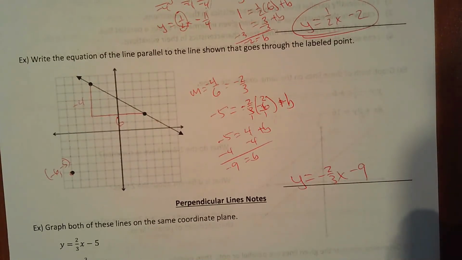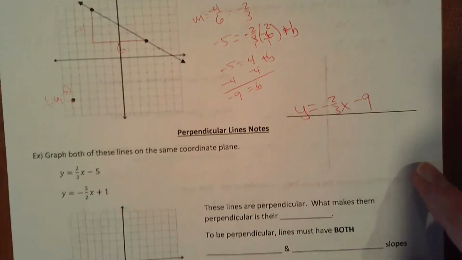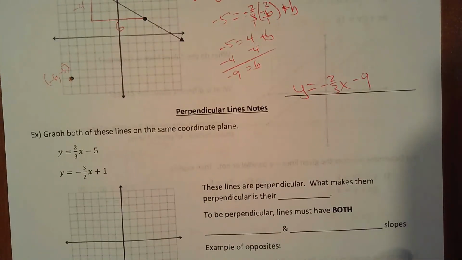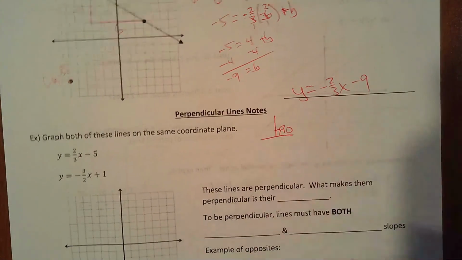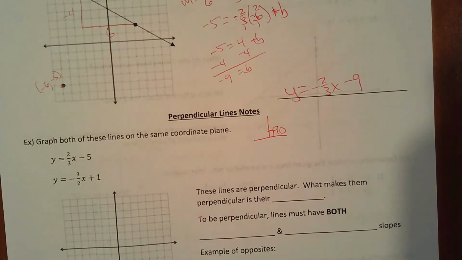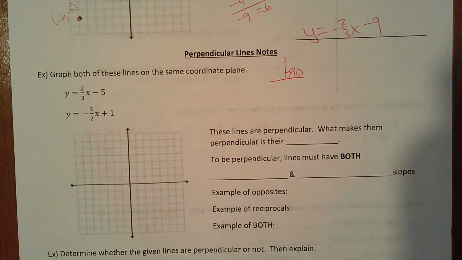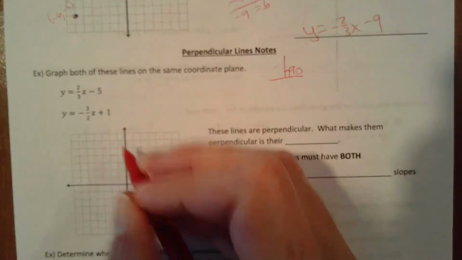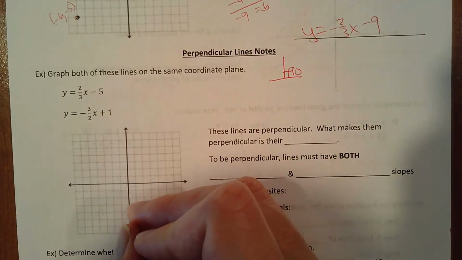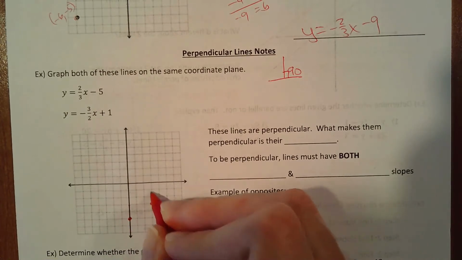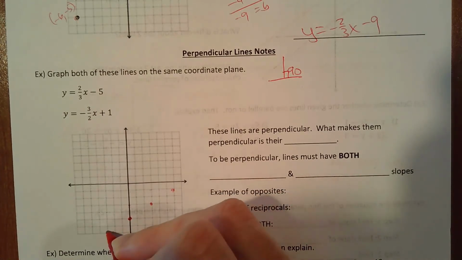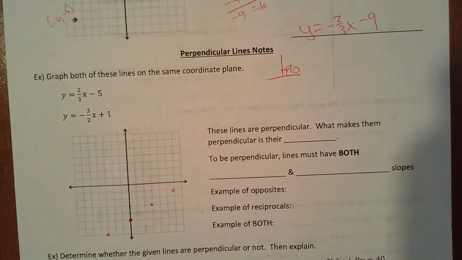Okay, so kind of switching gears here a little bit. Perpendicular lines, we said earlier, these are lines that meet at a 90-degree angle. So they make a perfect square corner when they meet each other. So I'm going to graph these two, and we're going to look at, are they perpendicular? So the first one crosses at negative 5, has a 2/3 slope, so up 2, right 3, up 2, right 3, down 2, left 3. Lost my ruler for a second.